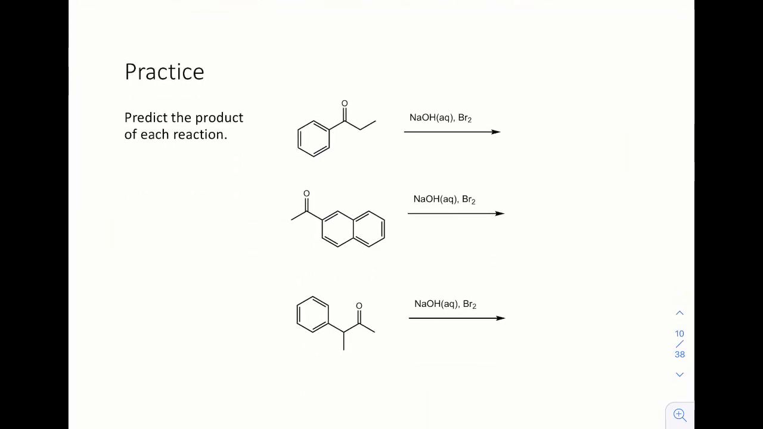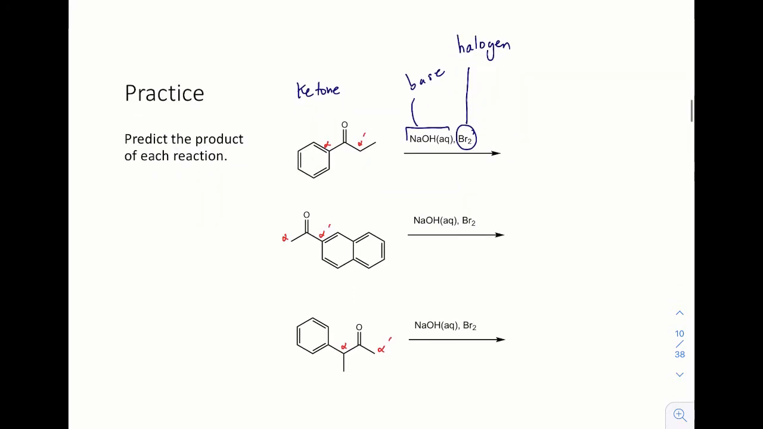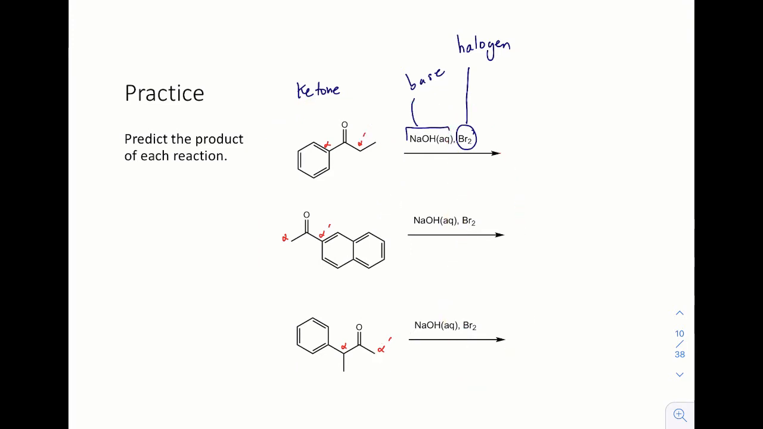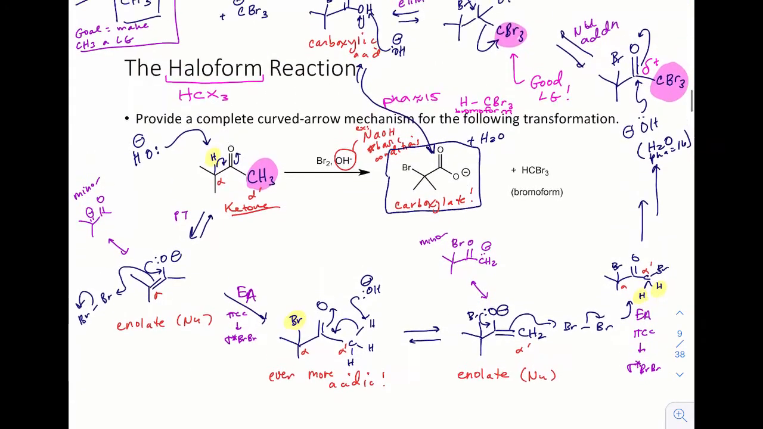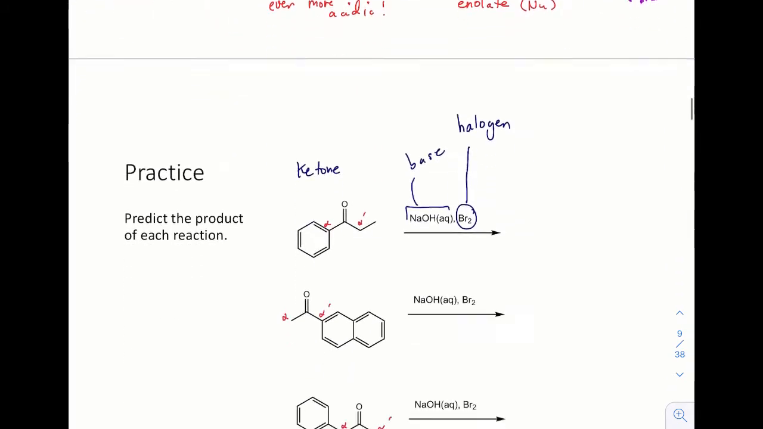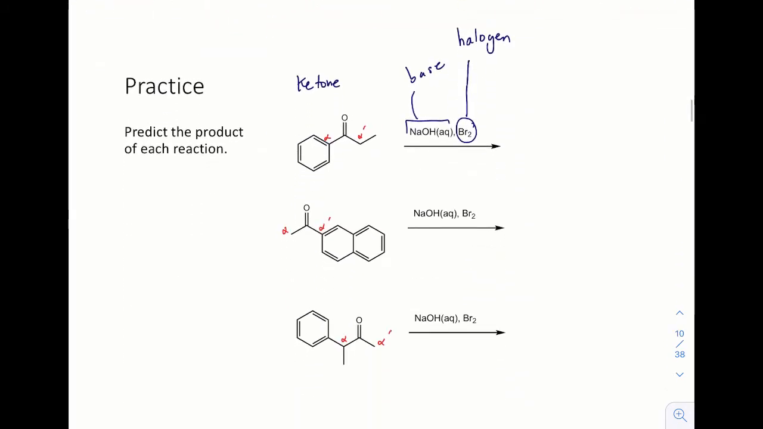Let's predict the products of each of these reactions. Even if you're not quite sure, give it a shot. We observe that there are ketones being treated with sodium hydroxide, a base, in the presence of a halogen, in this case molecular bromine. Just as we saw on the previous slide, where a ketone was converted to a carboxylate, we do expect alpha bromination to occur.